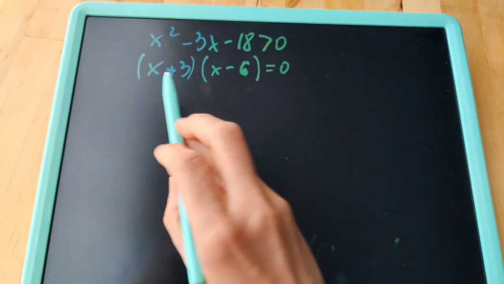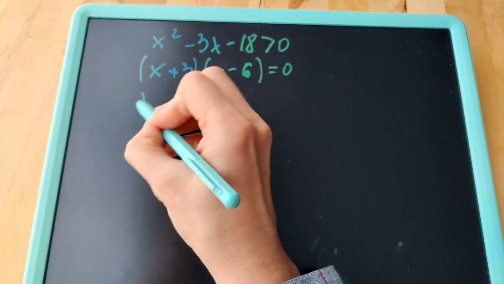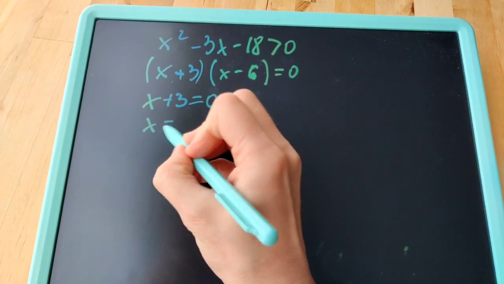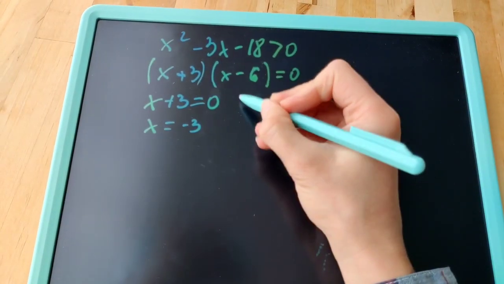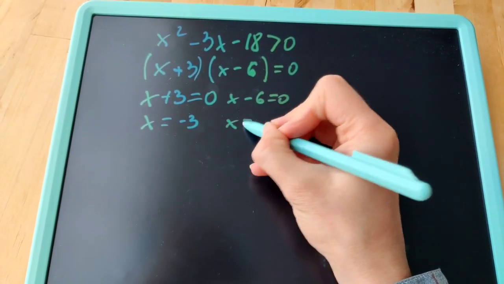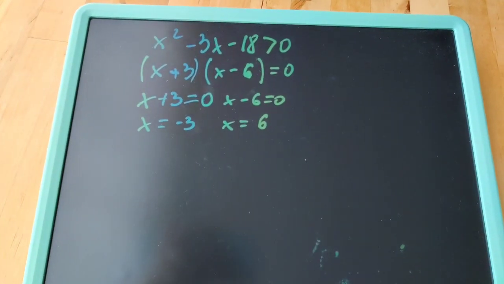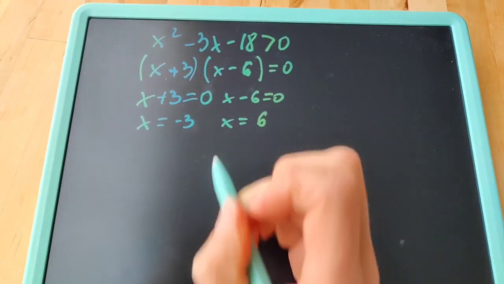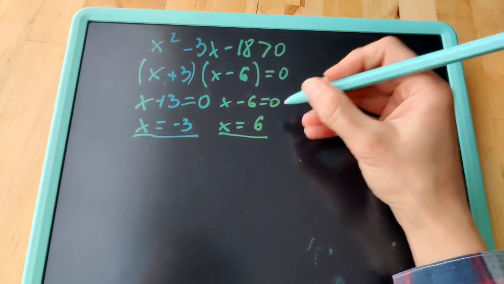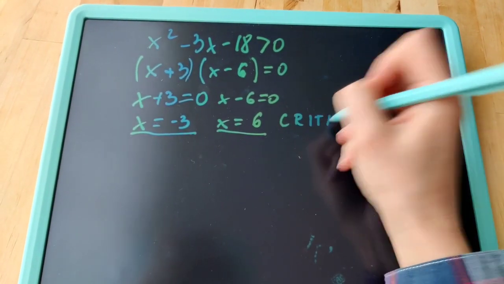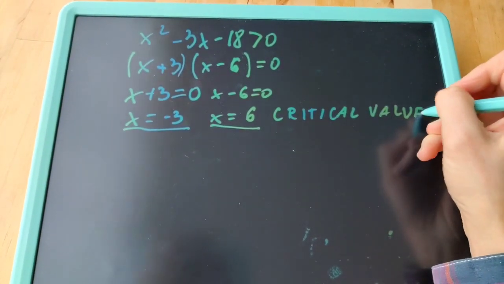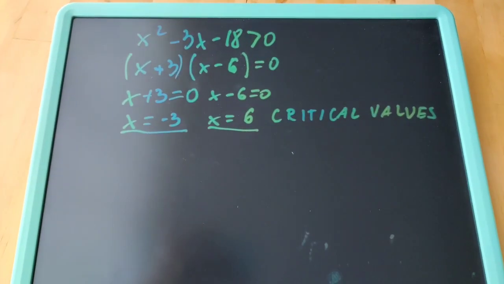Then we're going to make each of these brackets equal to 0. So that will be x plus 3 equals 0, and then I'm going to get x equals minus 3. And x minus 6 equals 0, so then I'm going to get x equals 6. These two values for x are called critical values.